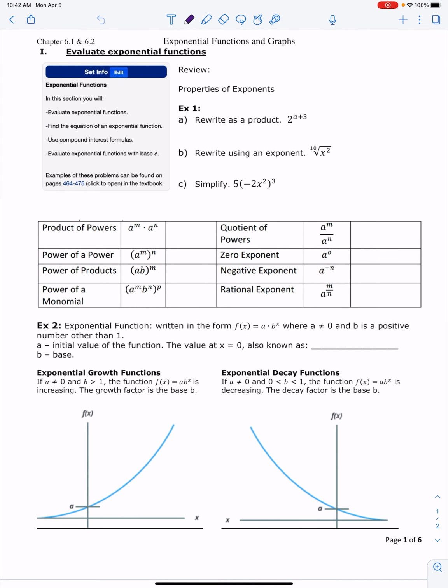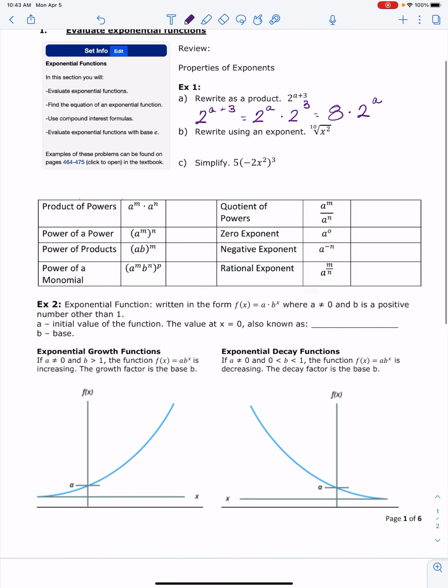The first one, 2 to the a plus 3, is kind of backwards from how we usually see it. But if I have 2 to the a plus 3, I know that I add the exponents anytime I multiply two numbers with the same base. So this is going to be the same as 2 to the a times 2 to the third. 2 to the third is 8, and I can rewrite that as 8 times 2 to the a. I do want to keep that 8 separate from the 2, because the 2 to the a value will change as a changes, the 8 will not.